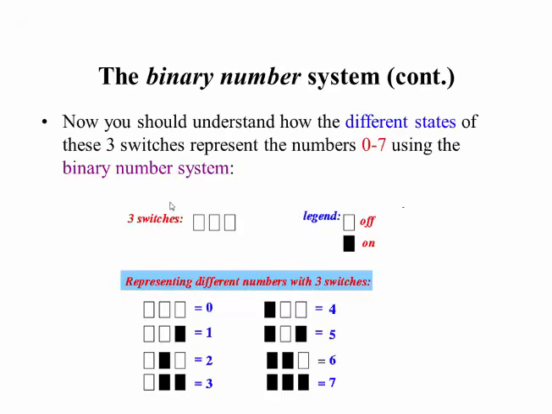Now you should understand how the different states of these three switches represent the numbers 0 to 7 using the binary number system. We have three switches. This is how they look when they're off, and this is how they look when they're on. So all three off, 0, last one on, middle one on, off, off, on, off, on, off, on.